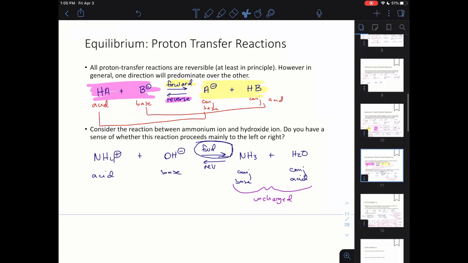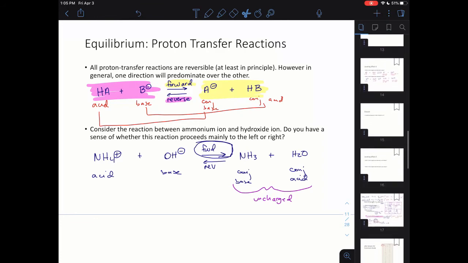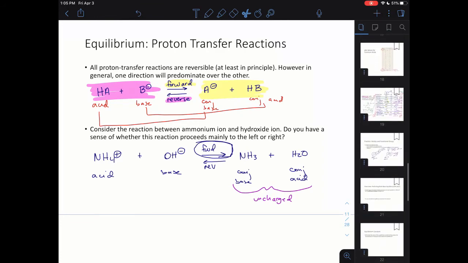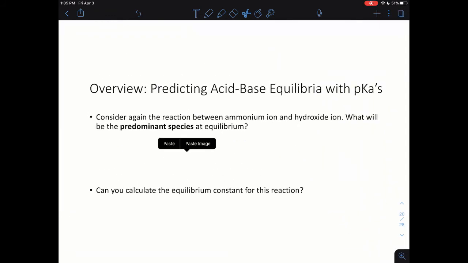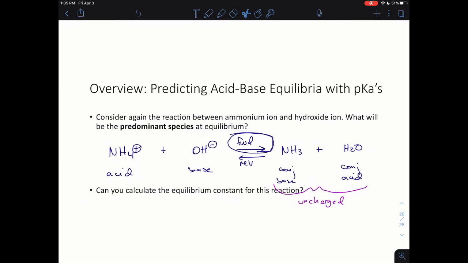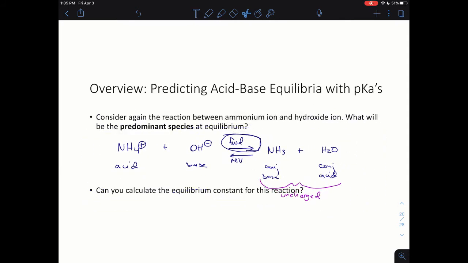Now I can let you know that's okay. That's a really great prediction, and in this case, you're going to be right. But you will not be right every time if you just pick species that are uncharged. So we're going to think about how to actually use that pKa data to make a better prediction.